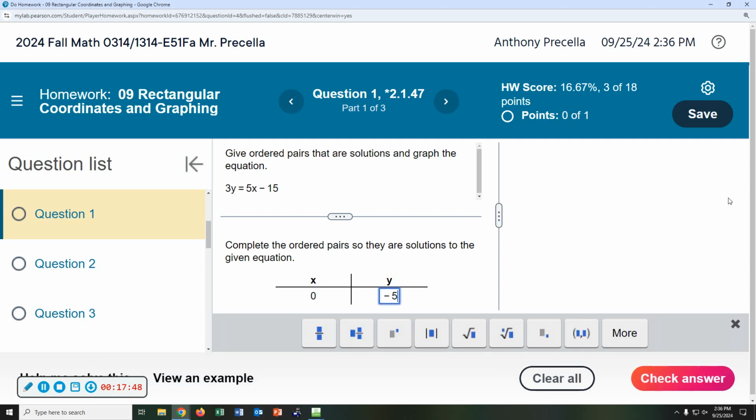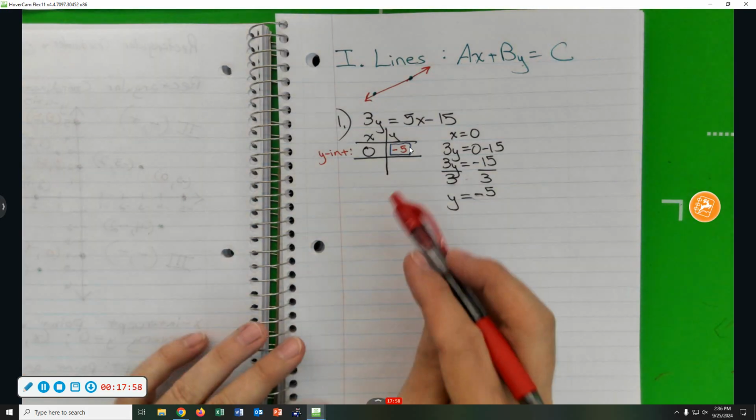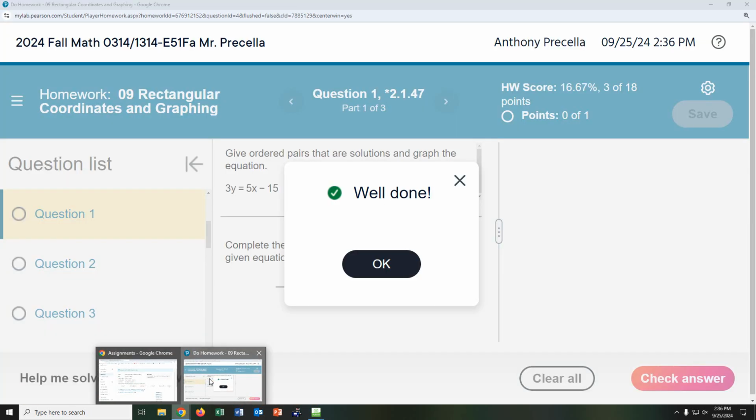Now, y'all said we need 2 points. We can't draw a line just using one ordered pair. So we're going to have to find another ordered pair.